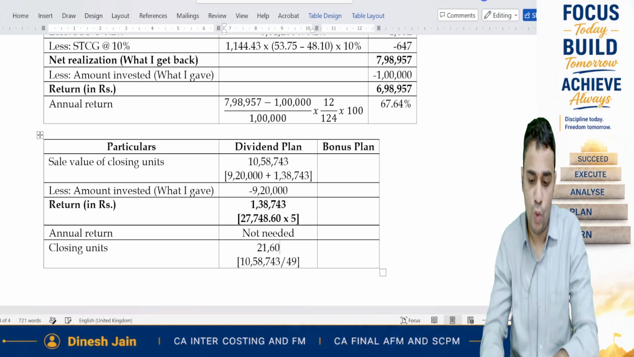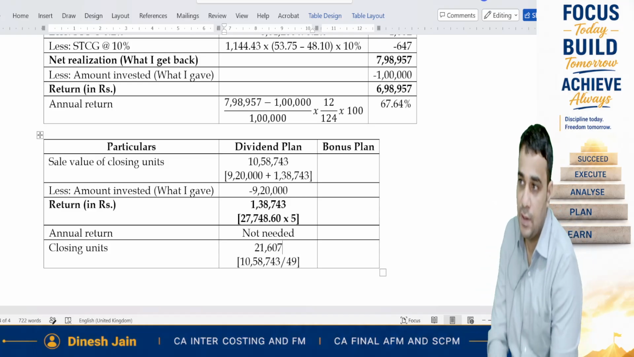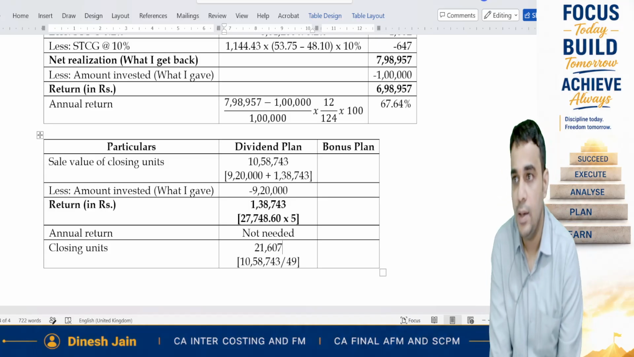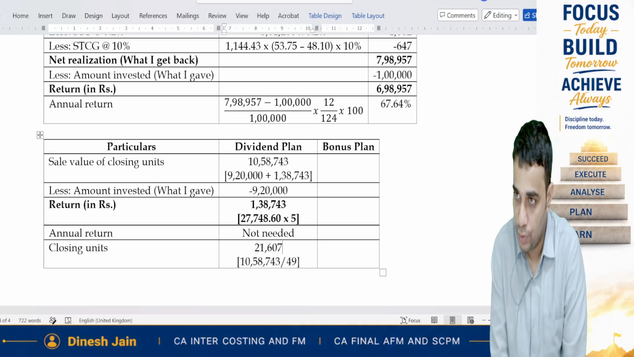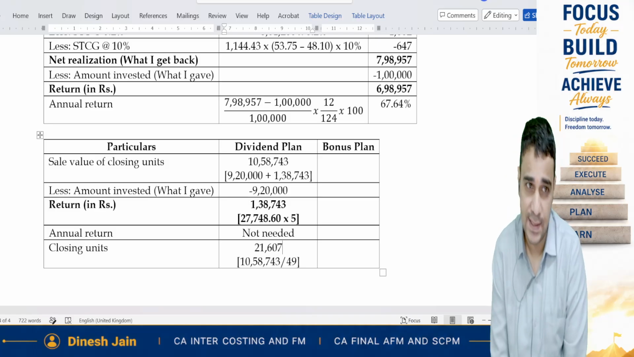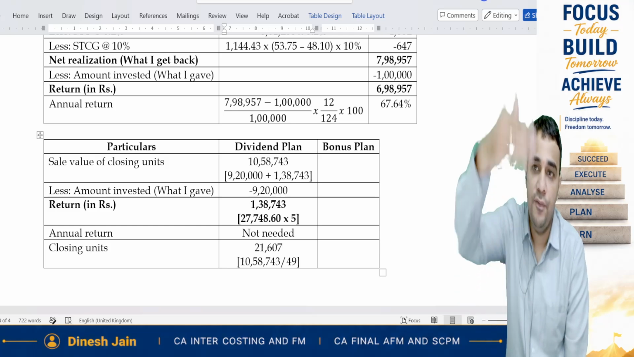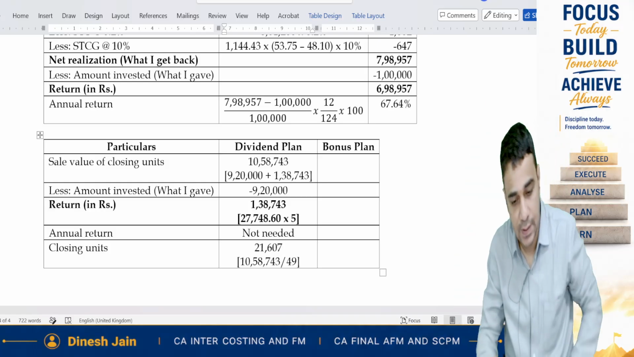From 21607, I have to go back to the opening units. How do we go back? We'll see in some time. Clear? Generally, we see this order. We have started seeing the reverse working questions.